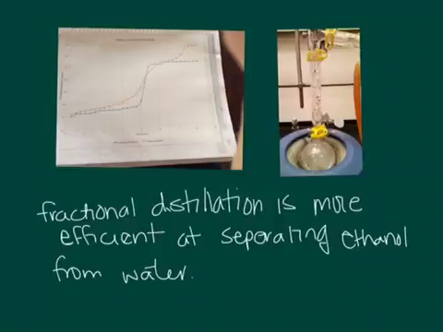In conclusion, based off the graph, fractional distillation is more efficient at separating ethanol from water because there is a distinct change in temperature once it reaches about 7.5 mLs of the distillate. Therefore, unknown number 3 consists of 37.5% ethanol and 62.5% water.